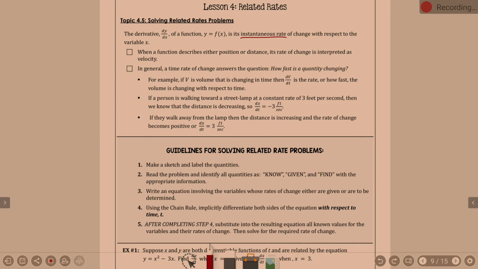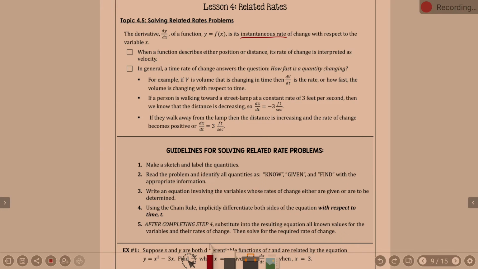Step 3 is write an equation involving the variables whose rates of change either are given or are to be determined. So you're going to be looking to write an equation that connects our variables.